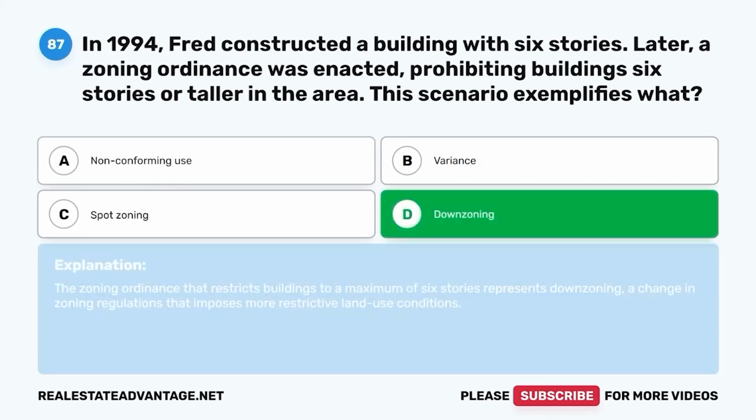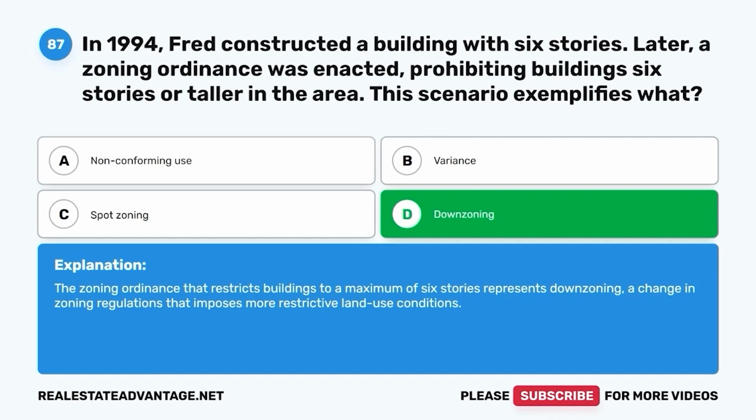Downzoning. The zoning ordinance that restricts buildings to a maximum of 6 stories represents downzoning, a change in zoning regulations that imposes more restrictive land use conditions.